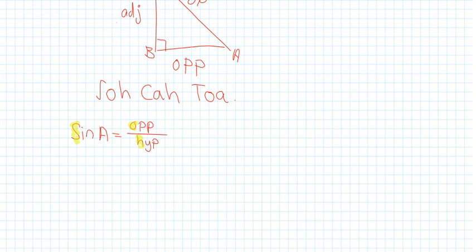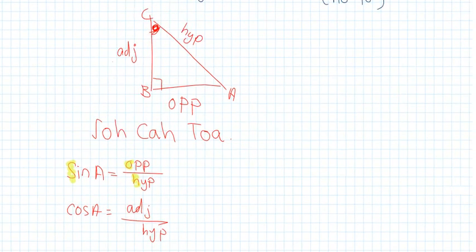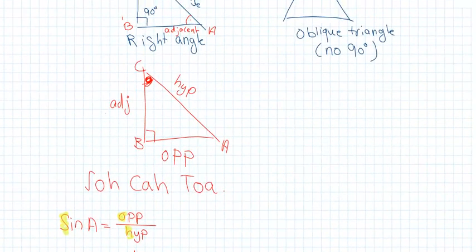How about CA? So cosine of angle A is adjacent over hypotenuse. Remember the first thing we did? We named our triangle, right? We named our triangle because we need to be able to locate the sides so we can use these formulas.